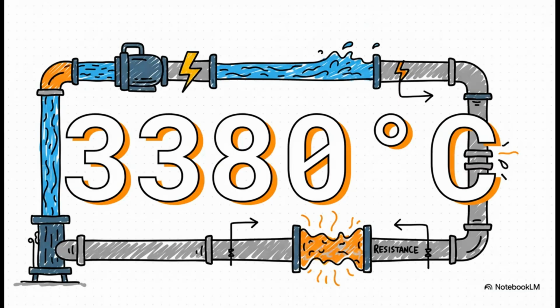toaster. Speaking of special materials, get a load of tungsten. Its melting point is a jaw-dropping 3,380 degrees Celsius. This incredible ability to get white hot without actually melting is exactly why it was the go-to material for the glowing filaments in old-school incandescent light bulbs.